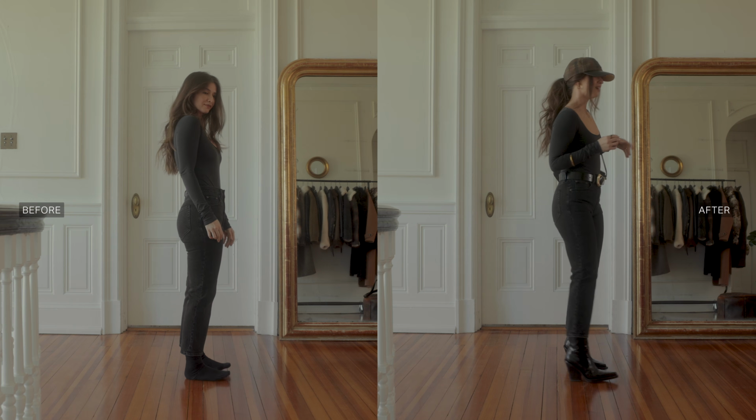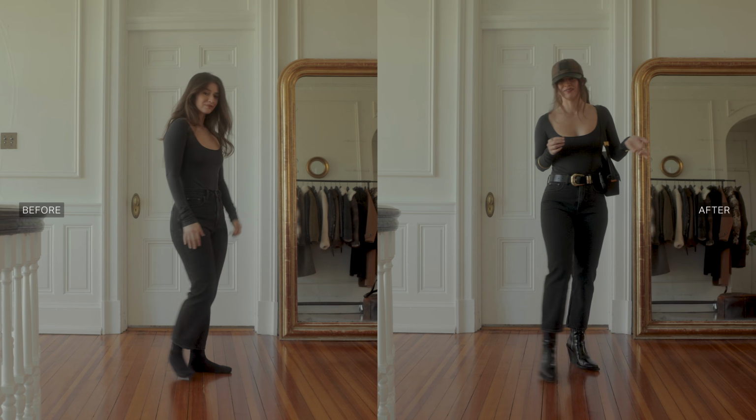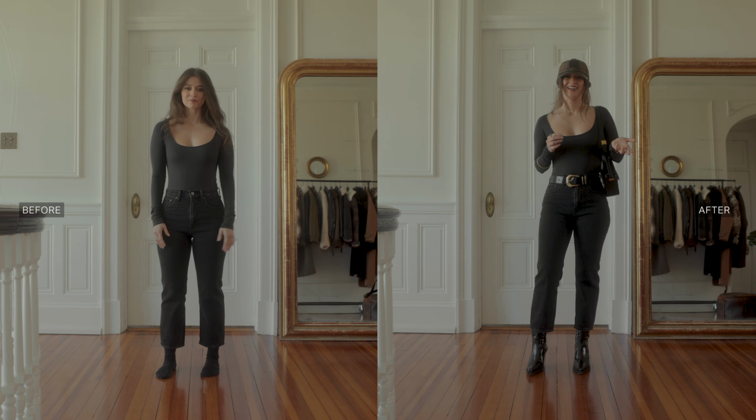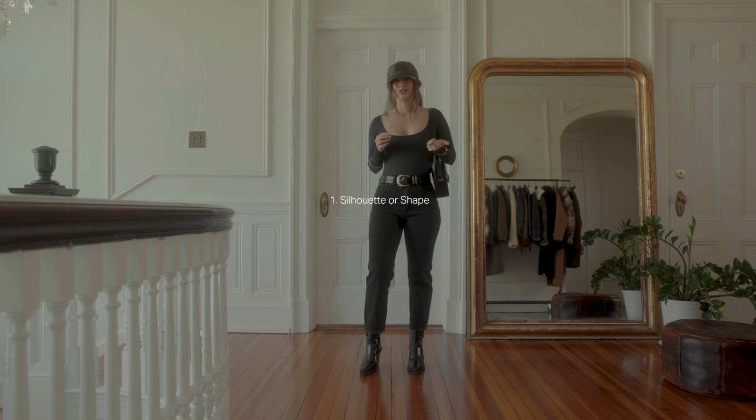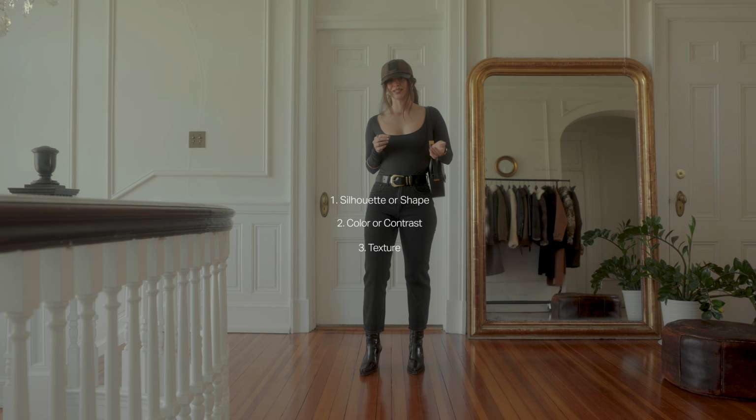So this would be the perfect outfit for when I go antiquing a lot, going shopping, anything that you want to do running around town. This would be very easy to drive in and go somewhere. And yeah, those were just my thoughts. So obviously the silhouette of the outfit is super important, then the color and contrast, and then also the texture.